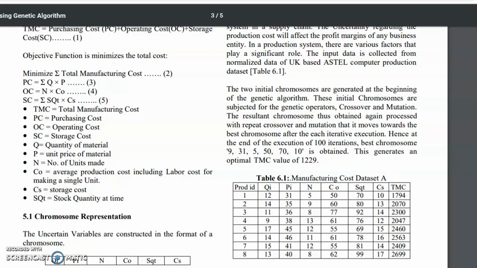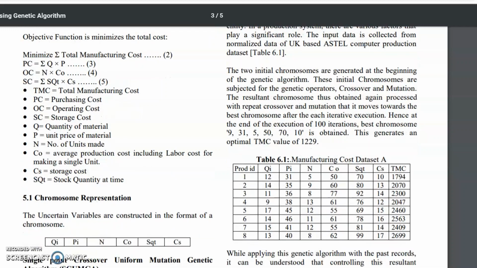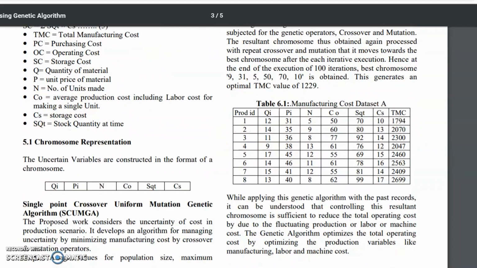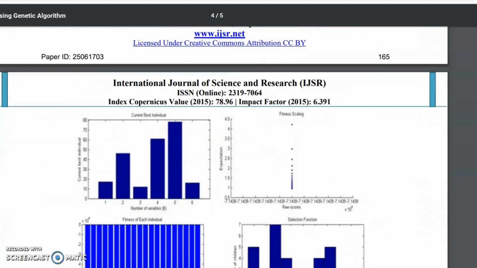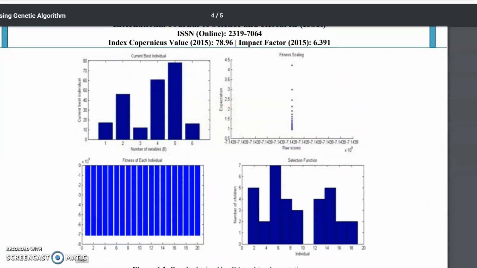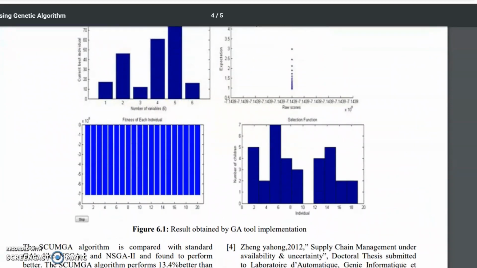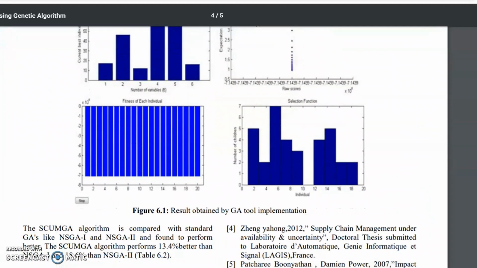We are getting this minimization of total manufacturing cost. And these are the result oriented diagrams obtained by GA tool, and when you compare with the standard algorithms, it performs 13% better than NSGA1 and 18% better than NSGA2.